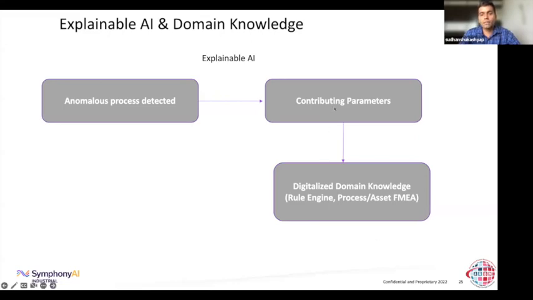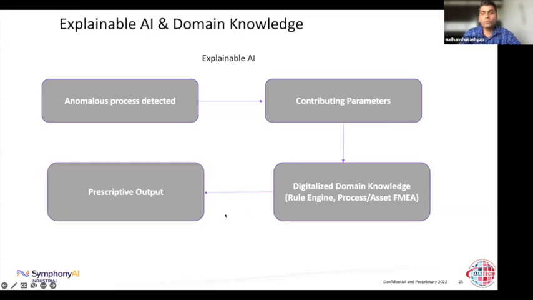And with consuming this information, it produces the prescriptive output. So the two steps we were missing earlier, it is going to fill that. We have contributing parameters, what is causing it, and based on it, this domain knowledge can give us what is the probable cause. And once we know the probable cause, we could also guide it to what kind of action needs to be taken to fix the problem.